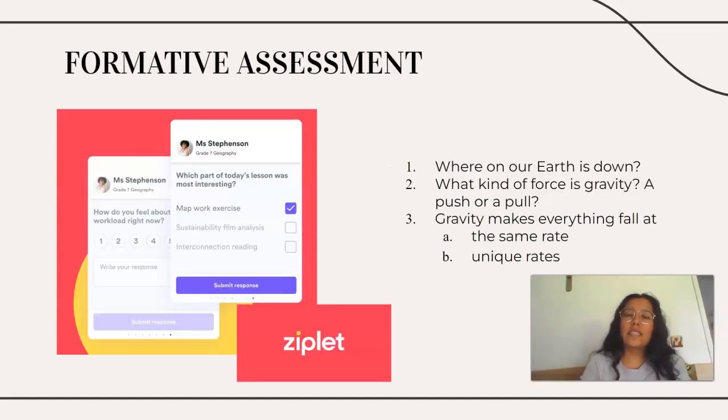So for the formative assessment the students will be taking, they will go ahead and use Ziplet. I covered Ziplet in my first tech demo, and I love Ziplet. So they will answer the prompts of where on our Earth is down, what kind of force is gravity, a push or a pull, and then gravity makes everything fall at the same rate or unique rates.